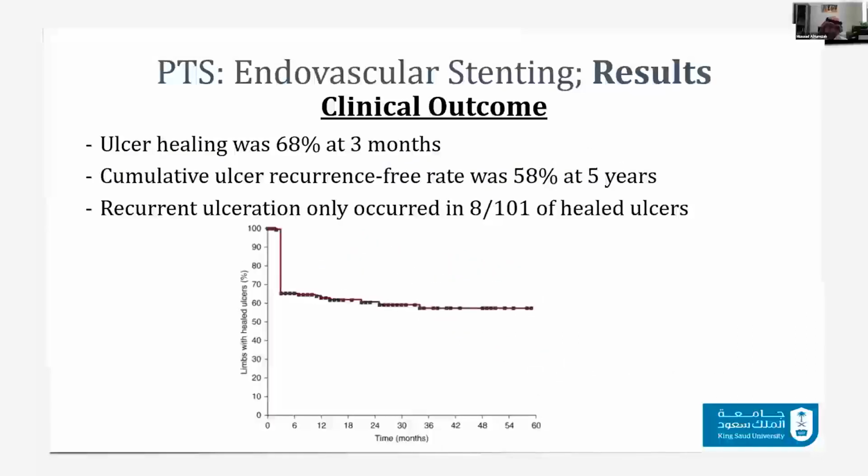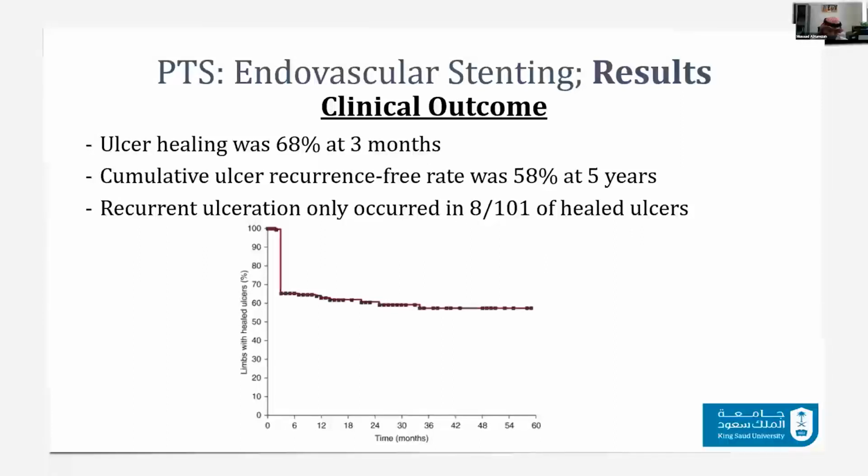When it comes to ulcer healing, it usually happens really early after therapy, especially in the first 3 months. That's because of a remarkable decrease in venous hypertension, which relieves the skin from all the swelling around it and improves the chances of healing the ulcers. The recurrence-free rate is about 60% at 5 years, and it stays modest from the first 3 months up to 5 years, which indicates that the first few months are the most important months in treating the ulcer.